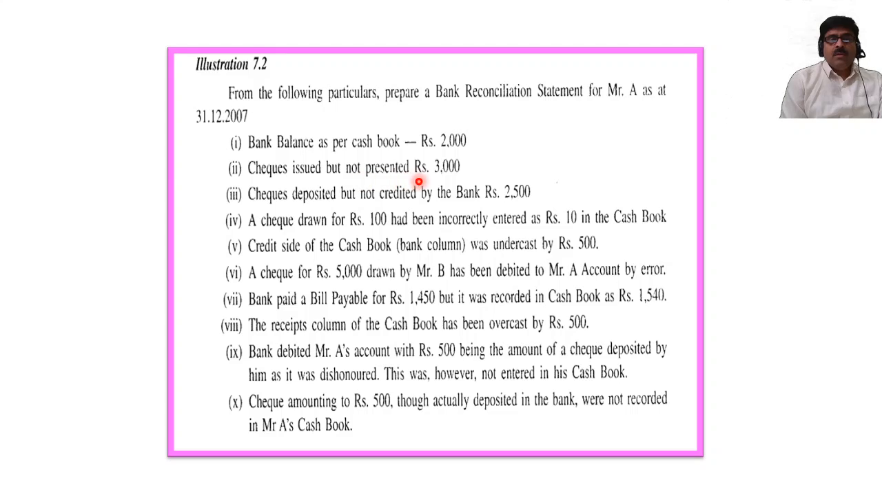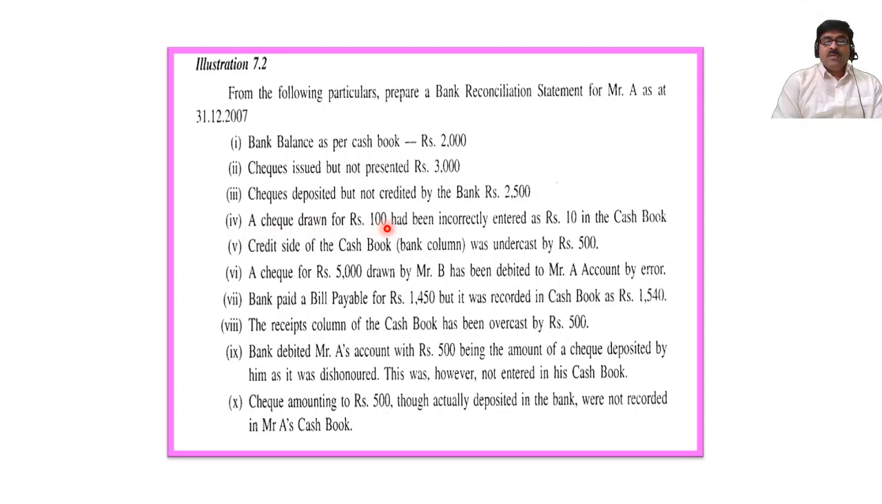Checks issued but not presented, 3000, means there is a decrease in the cash book. So we have to equal the data of the passbook. We have to increase this amount, add it. Checks deposited but not credited by the bank, 2500. Checks received, when a check is received, debited in the cash book, there is an increase in the cash book balance. So to equal that of the passbook, we have to deduct this 2500.